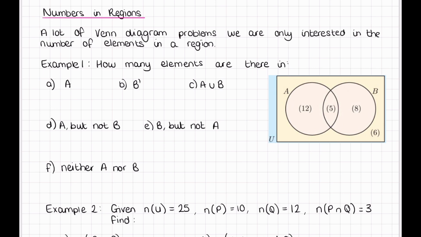Now we're going to look at numbers in regions. In a lot of Venn diagram problems, we are only interested in the number of elements in a region, not what the actual numbers are. But this first example, how many elements are there in A? Then we're going to look at the complement of B and A or B. So this Venn diagram here, the 12, 5 and 8 and the 6 actually show us how many elements are in that section of the Venn diagram. How many elements are there in A? In A we have this full circle here. And for how many elements are in A, we want to add the 12 to the 5 because there's 12 in just A.